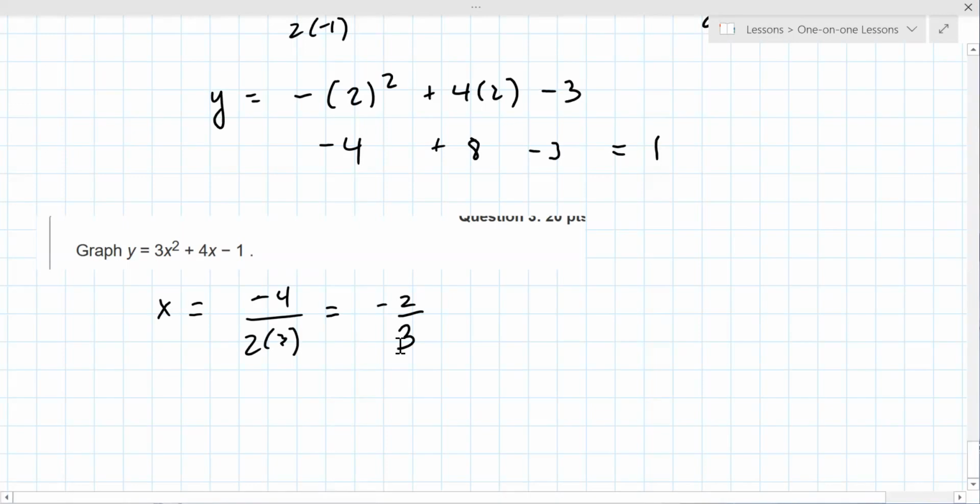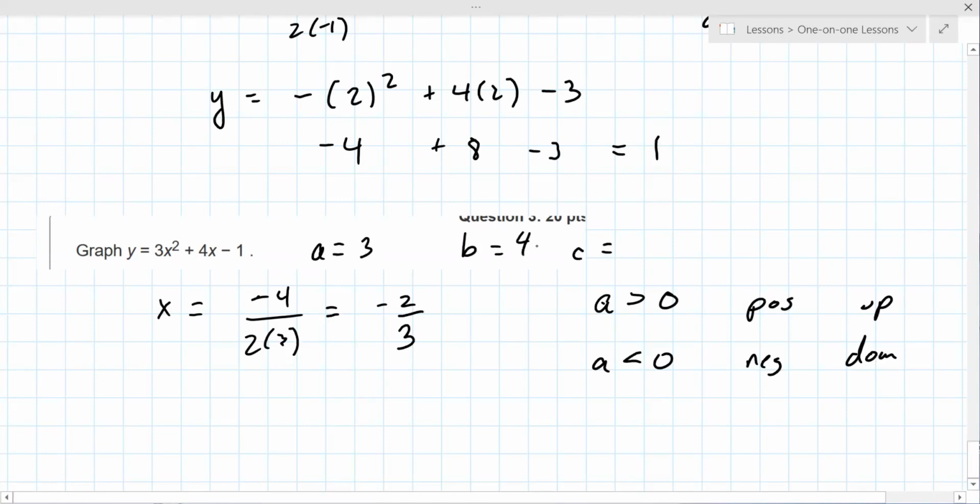It's a reasonable question to ask, but what I want you to do is tell me: does this graph open up or down? It opens down. Feels like you're guessing. There's only two possibilities here, Christopher. If a is greater than 0 or positive, it opens up. If a is less than 0, it means it's negative, it opens down. The only thing I'm asking you to do is identify a, b, and c. A is 3, b is 4, and c is -1. Does this open up or down? Up.